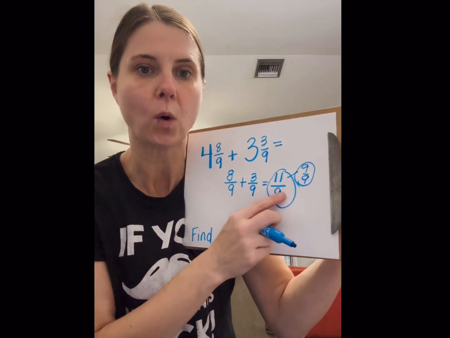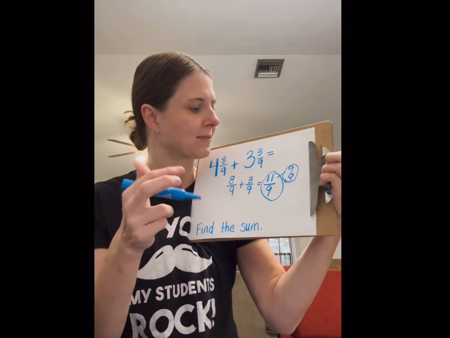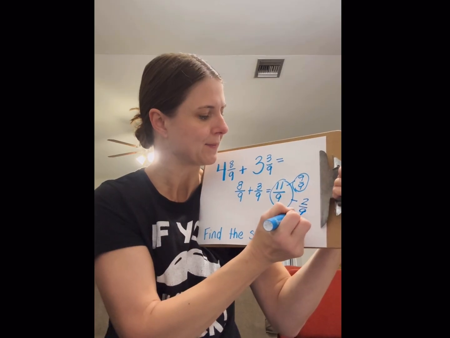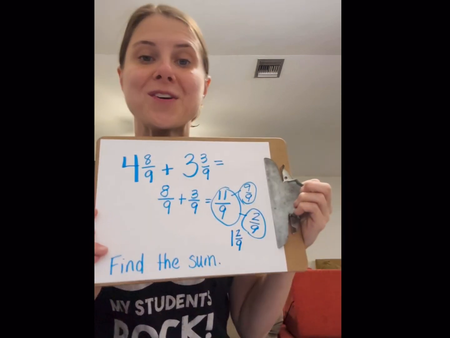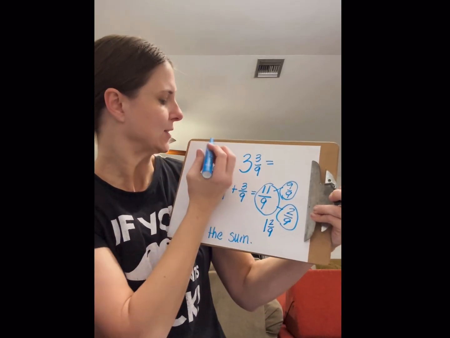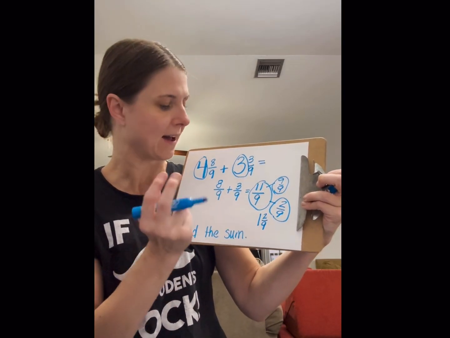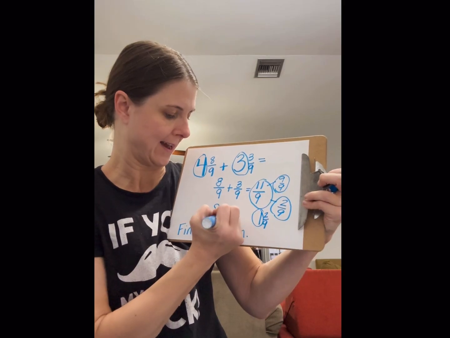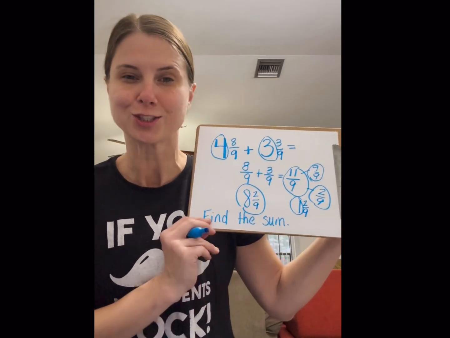Can we make another whole? Well, 9, 18, it's too big. So what's left? We are at 9, 10, 11. So that's 2 ninths. So our mixed number is 1 and 2 ninths. Now, we are not done because our last step is we have to add the whole numbers and then put the fraction together. So our whole numbers are 4 plus 3. 4 plus 3 is 7. Plus 1 is 8. And 2 ninths. That is the sum. So we do need to know what the word sum means. That is the answer to an addition problem.